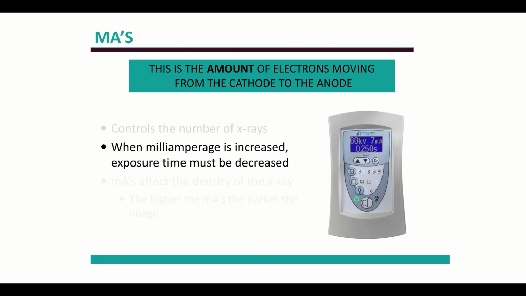So when the milliamperage is increased, the MAs are increased, so we're increasing the amount of electrons, and the density of the image is going to be higher. We then need to turn down our exposure time, how much time we're exposing the image. So notice that there are 3 settings on your control panel. There's the kVps, which controls the speed of the electrons and the contrast of your image, the MAs, which controls the amount of electrons and the density of the image, and then you have exposure time.